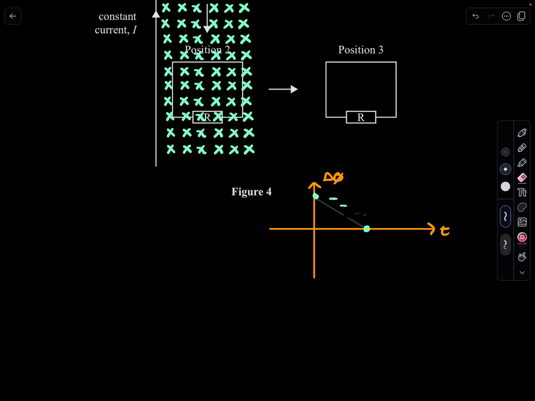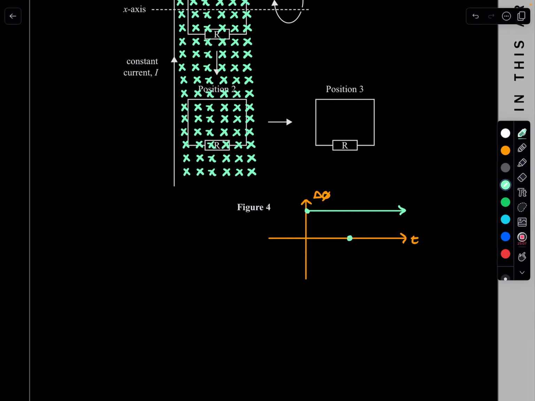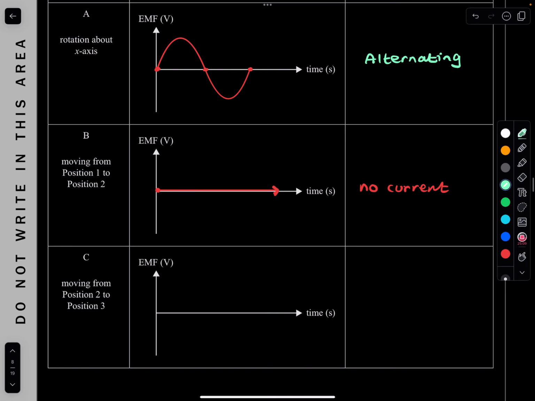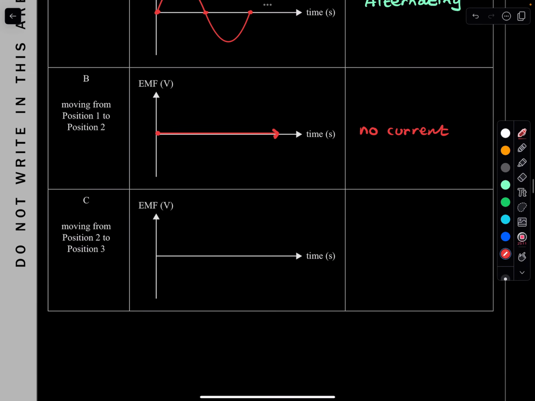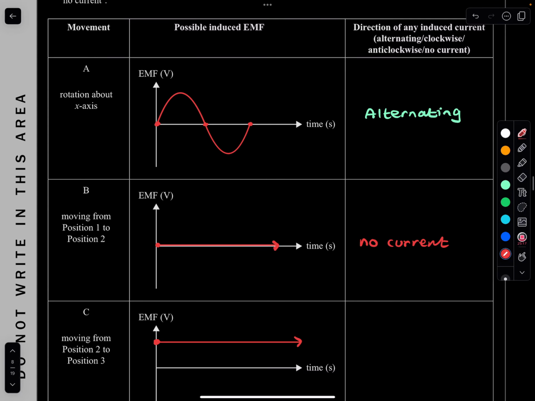So it's going to look like this. It's just going to be a positive, constant straight line. And that's it, done. That's how your EMF should look: just a positive value like this. And now we just need to see what's the current.